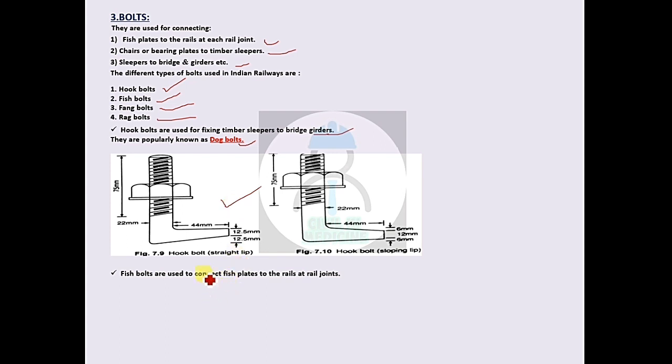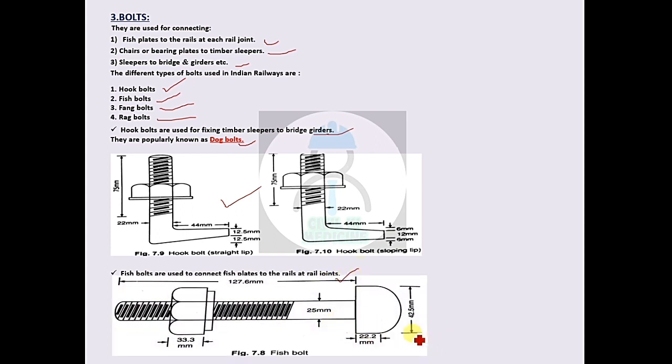Next is fish bolt. Fish bolts are used to connect fish plate to the rails at rail joint. And this is the fish bolt.